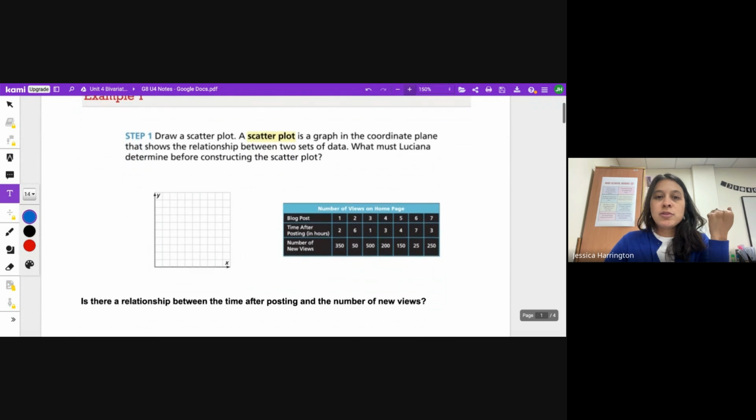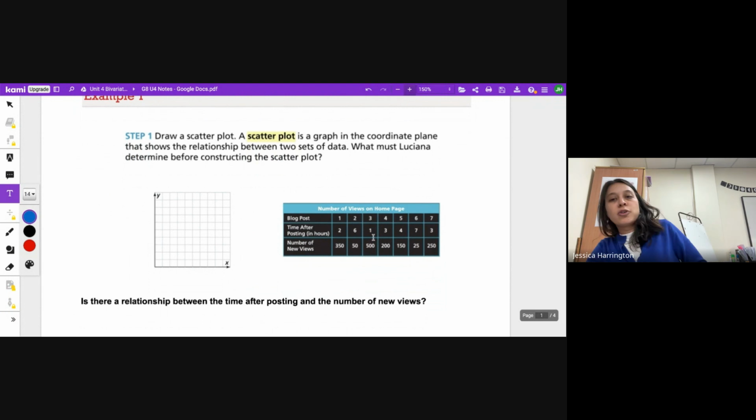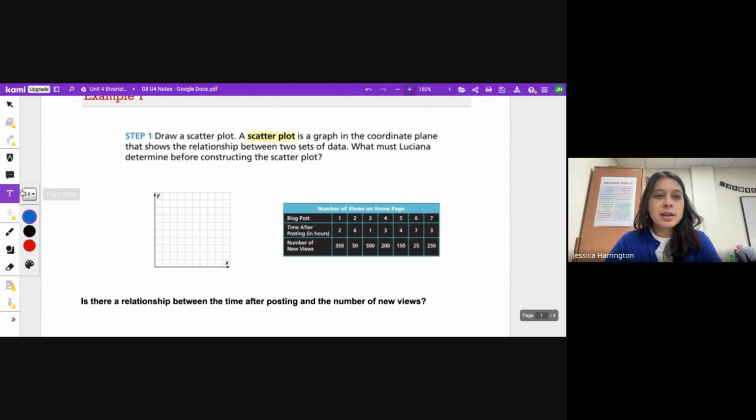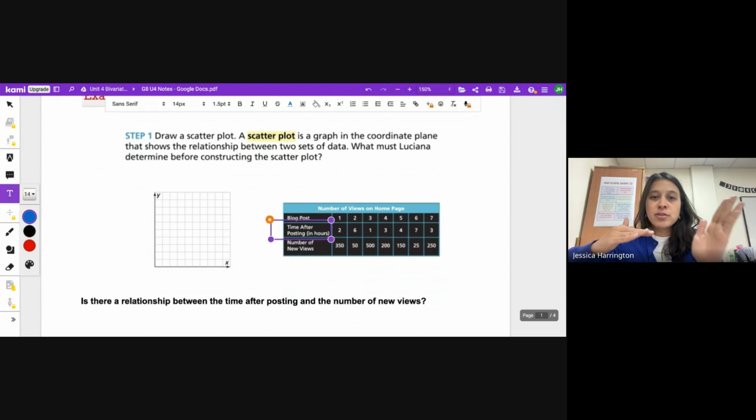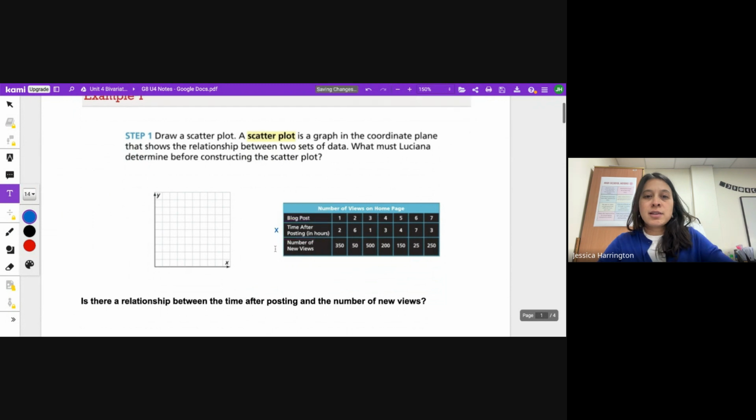So we need to determine if there's a relationship, but before we can determine if there's a relationship, we need to plot it. So in order to plot it, we need to make sure that there's an X and a Y. So we need to plot time versus number of views. The number of her blog post doesn't matter. We don't care if it's blog post 3 or 4, because it says the relationship between the two sets of data, which it says here is time and number of views. So let's just make time the X and number of views the Y. You could swap it, but in this case, it doesn't matter, right?